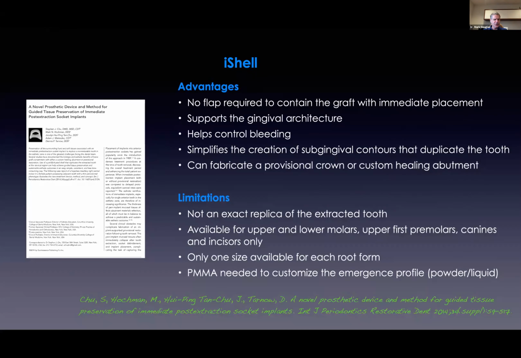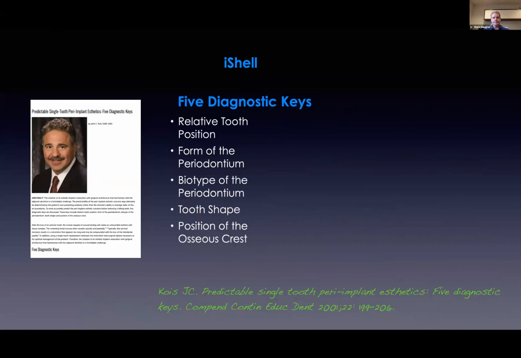Limitations: it is not an exact replica of the extracted tooth. It's not available for all the teeth, only upper and lower molars, upper first premolars, canines, and incisors. There's only one size available for each root form. So if it's a big root, then your restoration will be undersized. And polymethyl methacrylate is needed to customize the emergence profile, which is powder and liquid. Not really a big deal.